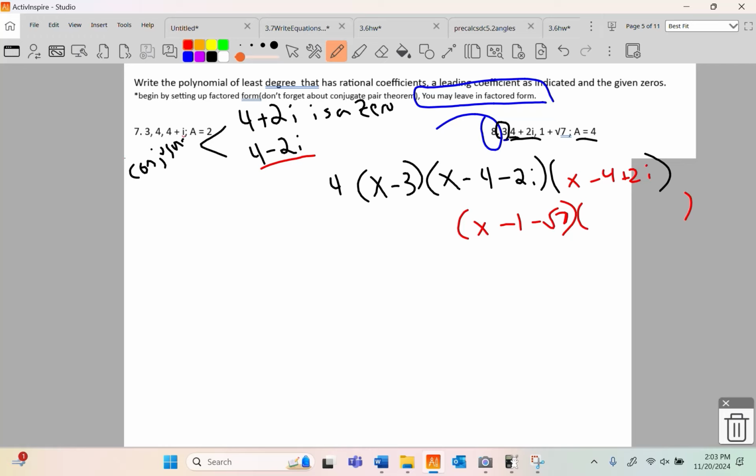Nathaniel, 1 plus root 7 is 0. What's the other 0? I'm just asking what the other 0 is. 1 plus root 7 is 0. What's the other one? Natalie, what's the other 0? X minus root 7. Nobody hears a word I'm saying. 1 plus root 7 is 0. What's the other 0? Not factor. 1 minus root 7. You guys are listening to yourself and not what's being asked.